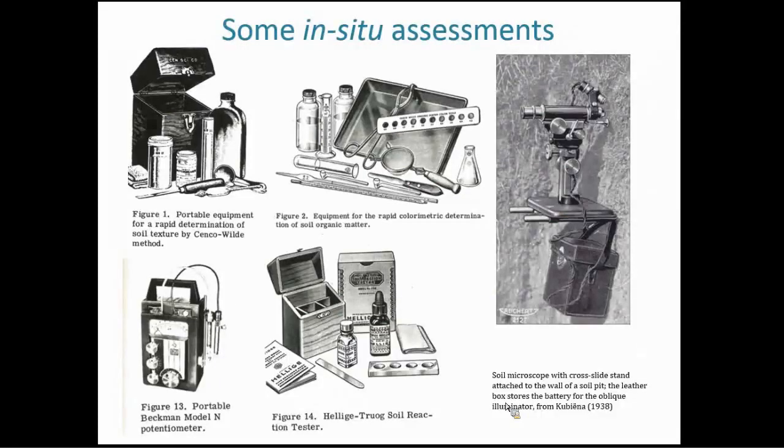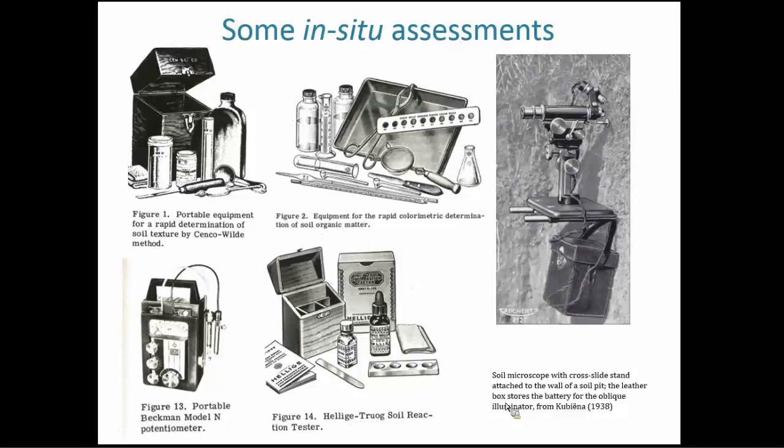So in the 1930s, we had already quite a set of what I would call in-situ assessments. And these things are popular nowadays. There's lots of little colorimetric and other tests that people use, for instance, in the soil health business or in simple assessment of soil conditions. This one was used for doing soil texture. They had a rapid method. It was from the 1920s. It was a rapid colorimetric method for soil organic matter.